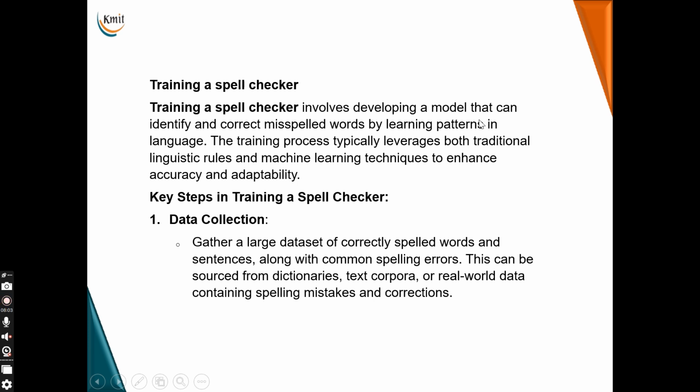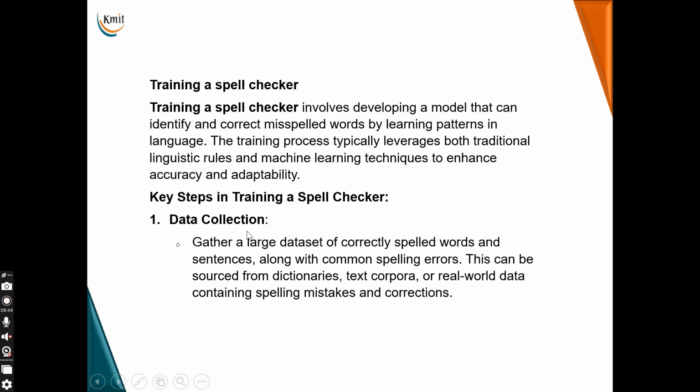It involves developing a model which can identify the words which are wrongly spelled by learning patterns in the language. It will try to take help of both the traditional language rules as well as the machine learning algorithms. It will use both of them in order to improve the accuracy as well as adaptability. Adaptability is the ability to adjust itself to identify the spelling errors based on both language rules as well as the machine learning algorithms. And how do we train the spell checker?